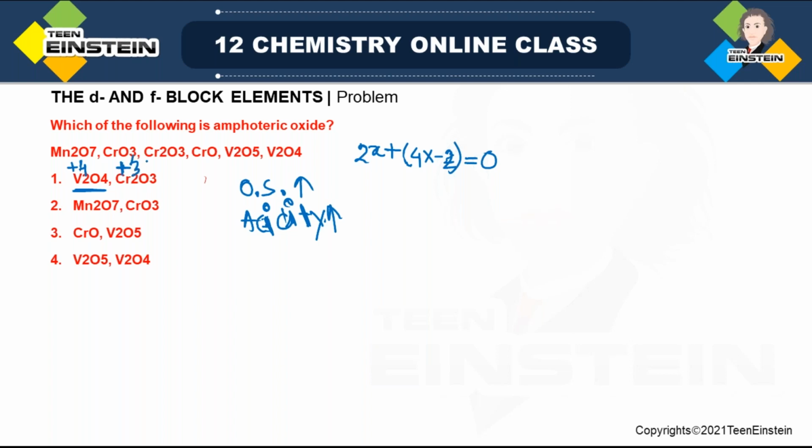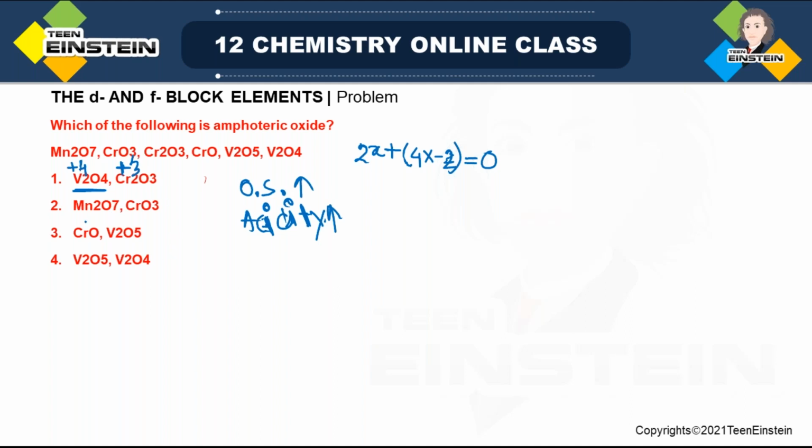So first you have to write all the oxidation states, because when you look at the oxidation state, you will be able to understand whether it is amphoteric, acidic or basic. For vanadium, the possible oxidation states are +2, +3, +4, +5. So +4 is intermediate, right? Then chromium +3, but chromium can also have +6 oxidation state. That means it is towards the lower side.